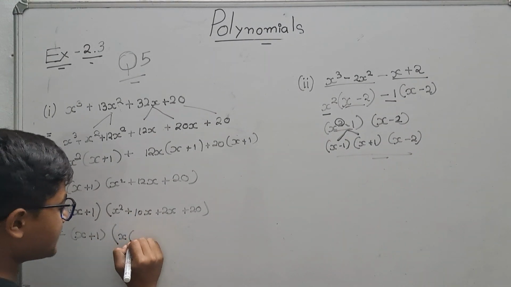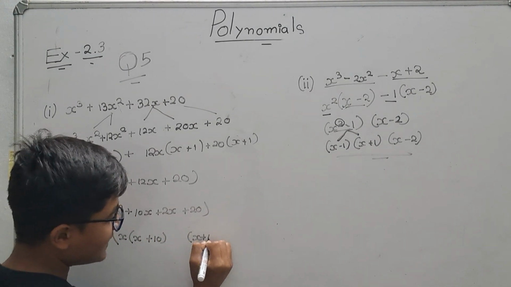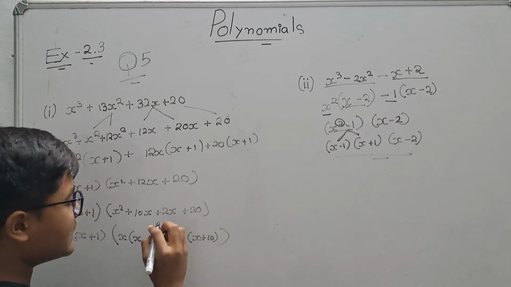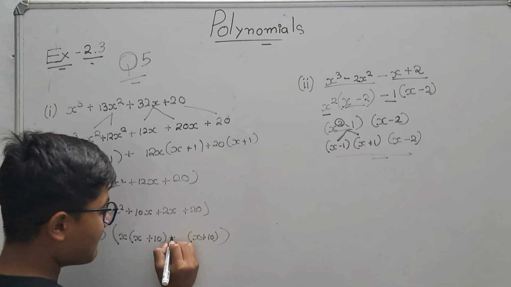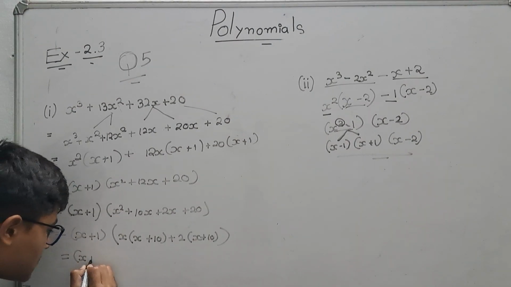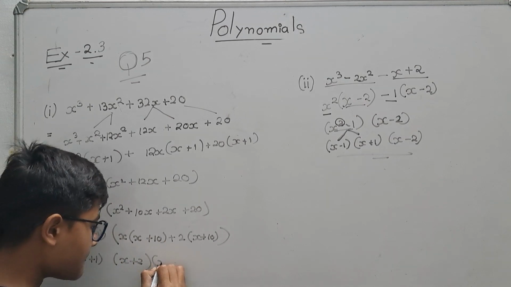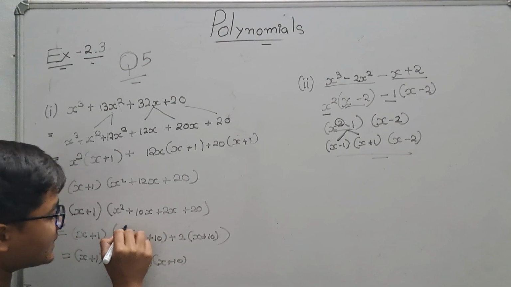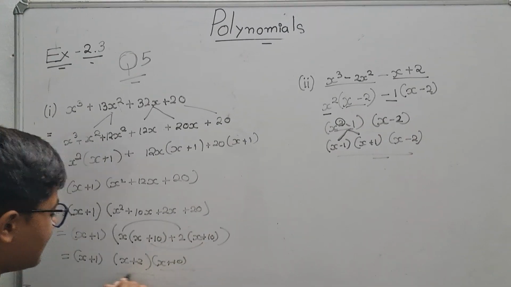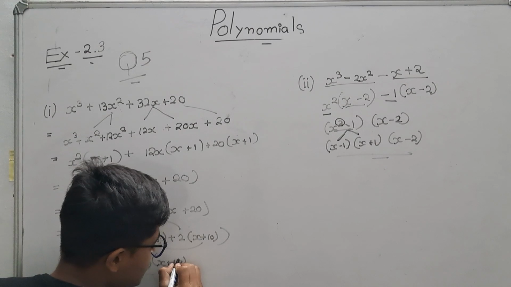x will come out, x plus 10 as it is, x plus 10. Then what you will do? Plus 2. Now take this 2 and this 2. We have got the answer. My marker is over, so I hope that you are able to see the answer. Here the 10 is it.